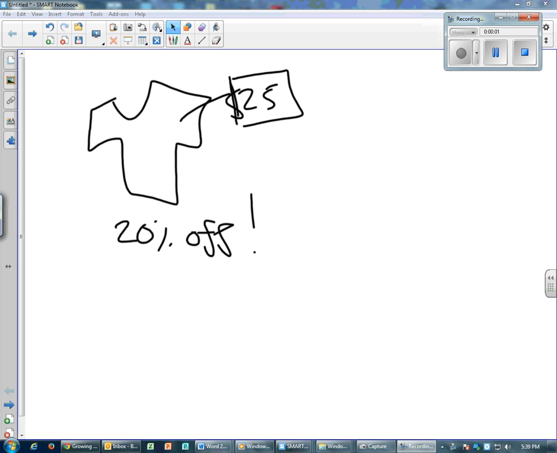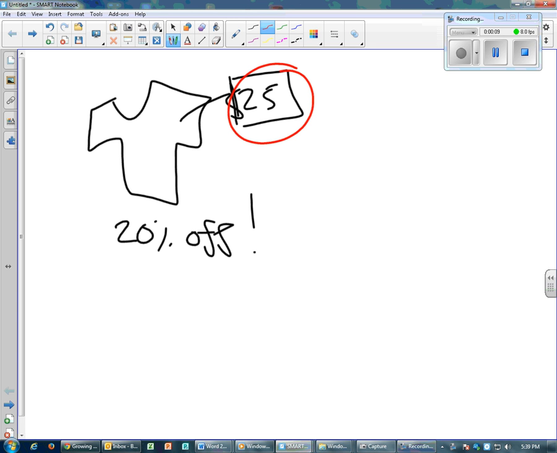Okay, alright guys, just some quick percentage work here. Look at this shirt, it's $25. It's $25, but the bargain is it's 20% off. Right, how do we find out what 20% of $25 is?